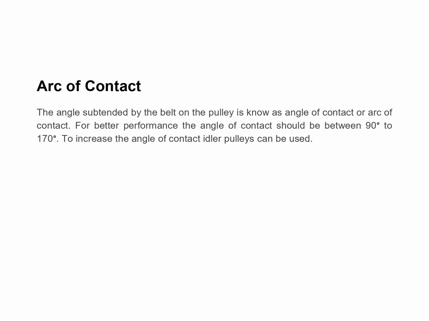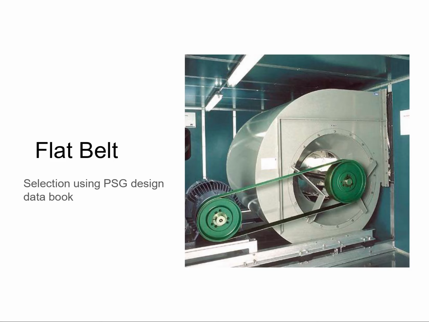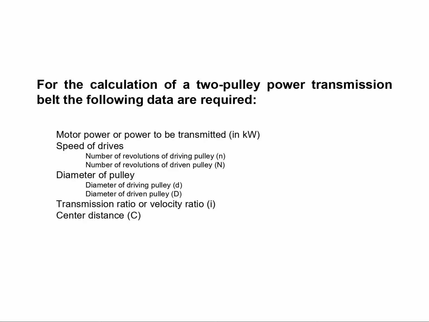Next, let us see flat belt selection using the PSG design data book. For the calculation of a two pulley power transmission belt, the following data are required. First one, we should know the motor power or power to be transmitted in kilowatt. Second one, speed of drives. There are two speeds: the number of revolutions of driver pulley, small n, and driven pulley, capital N.